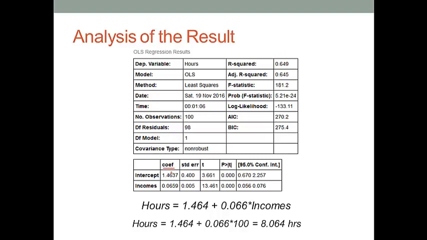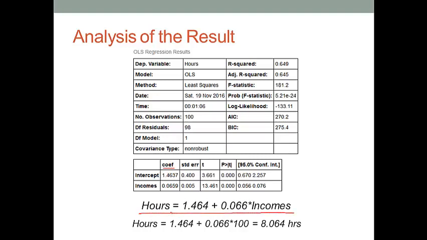From our current analysis result, the coefficient for intercept is 1.464. I round the number to 3 digits after the decimal point. So we can say the coefficient for intercept is 1.464. The coefficient for incomes is 0.066. According to these two values, we can build the relationship like the one listed at the bottom of this slide.